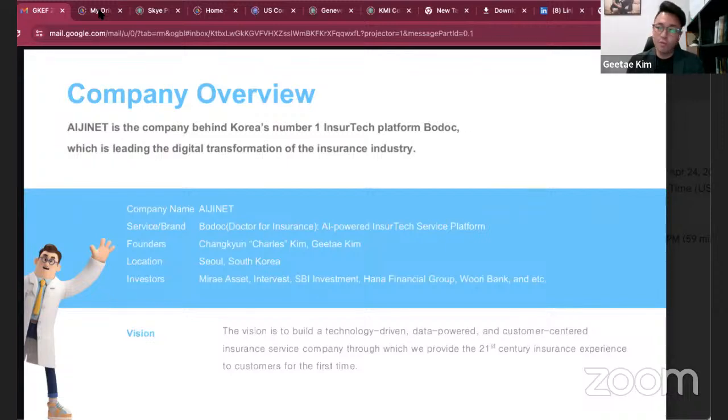Over the past 10 years or so, we've raised about $25 million worth of funding over the course of 4 or 5 funding rounds. And the vision is to build a technology-driven, data-powered, customer-centered insurance service company in order to provide truly the 21st century insurance experience to customers. Can you go to the next page, please?